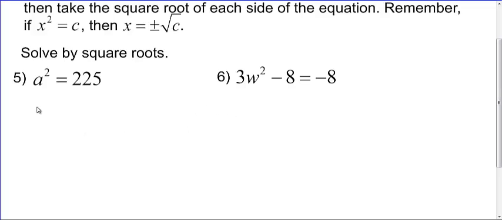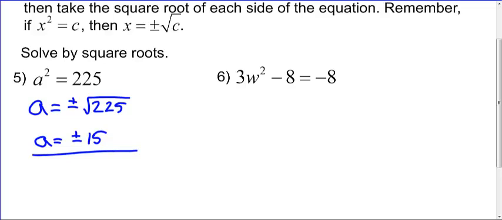This is just the algebraic method here. A squared equals 225. So what I know is that a would have to be plus or minus the square root of 225. So a then is plus or minus 15. Piece of cake. I like these problems.